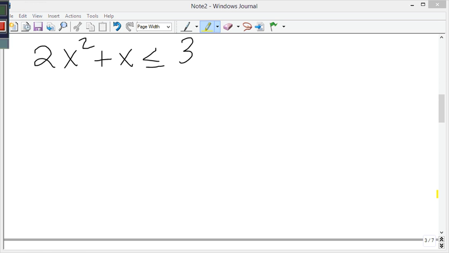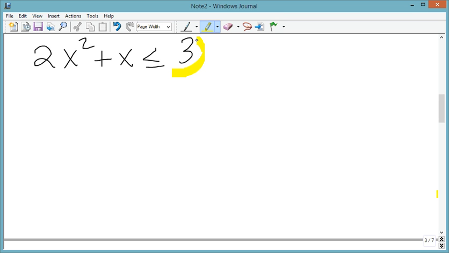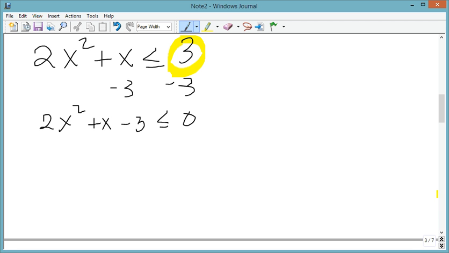Okay, so here's the quadratic, but it's a little bit different. I hope you can notice what the difference is, because the difference is this number right here. It's not 0. Now, in order for us to use the whole positive negative thing, this has got to be a 0. So I can't do the factoring and everything yet. I have to make that a 0. So I'll go ahead and subtract 3 from both sides. It's equal to 0. And now I have this quadratic again, and I need to factor.